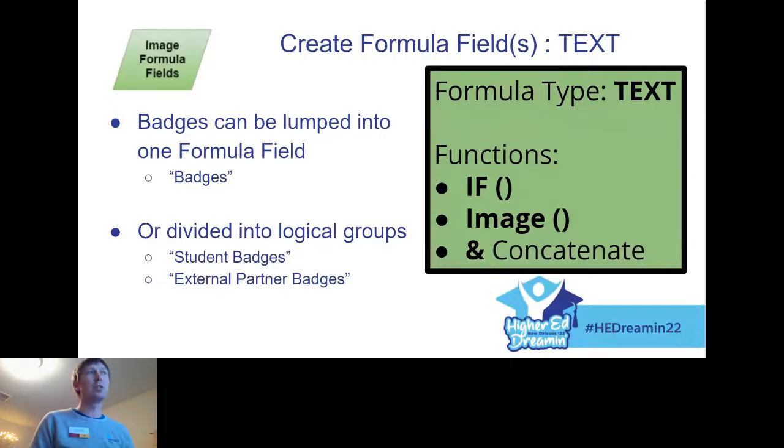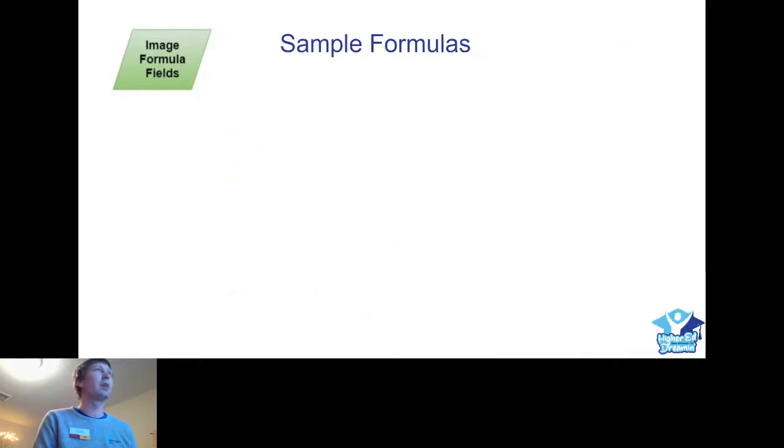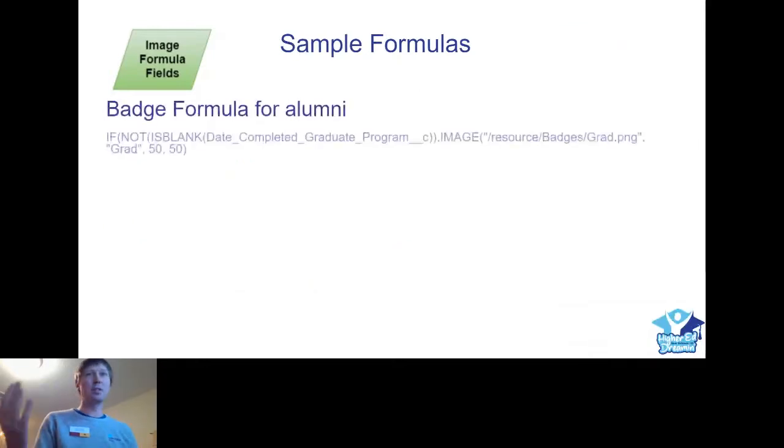What I will mention is that if you start really getting into this, you may want to take that one formula field and break it into different sections. You could consider things like, here are all the student badges, here are all the external partner badges. All those types of things can be really beneficial if you want to start breaking those apart. At the end here, I have a slide to quickly show you how that all works, but here's just a sample formula.